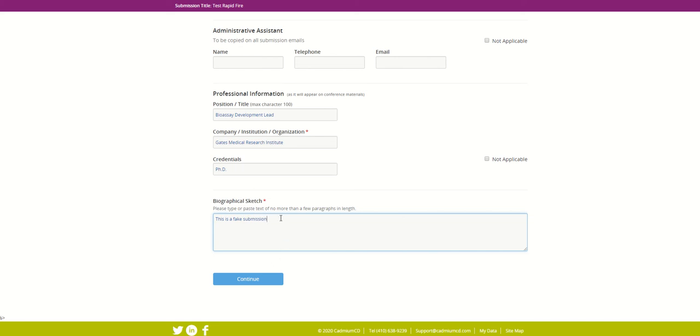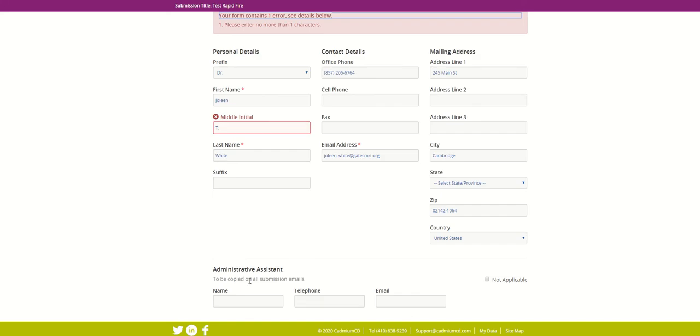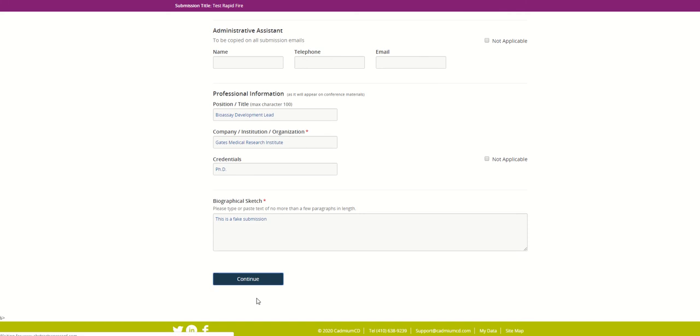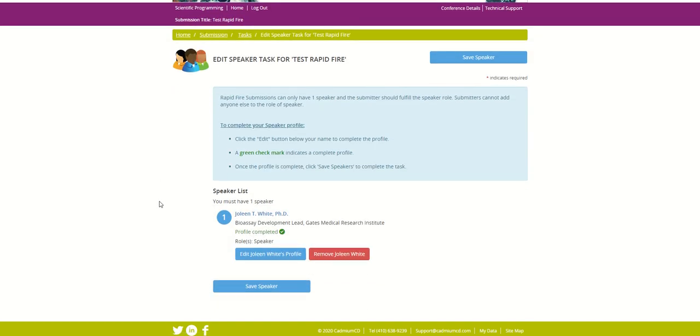So the biographical sketch is something that you would see going into the application as speaker bio. You are only responsible for doing your own speaker bio. If your sessions are accepted, then the... apparently your middle initial cannot have a period after it. There we go. So I'm going to save the speaker.